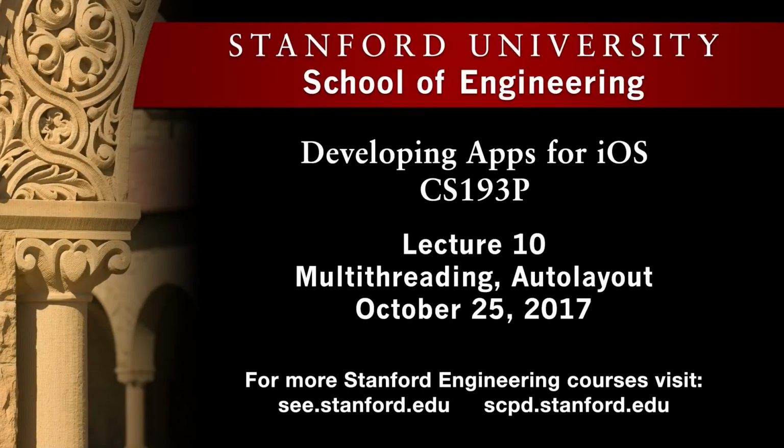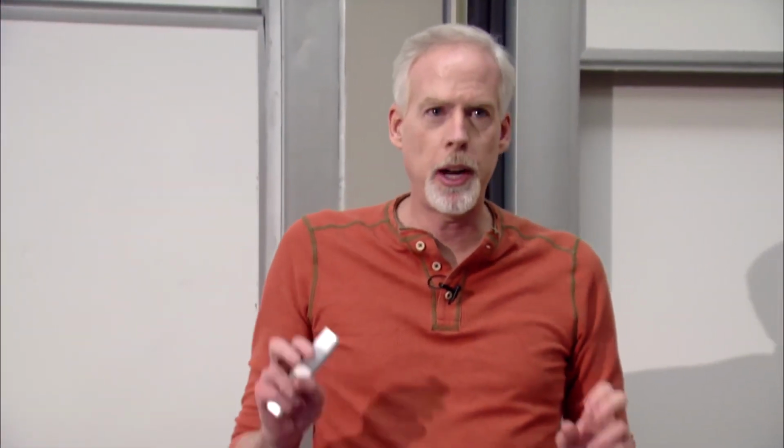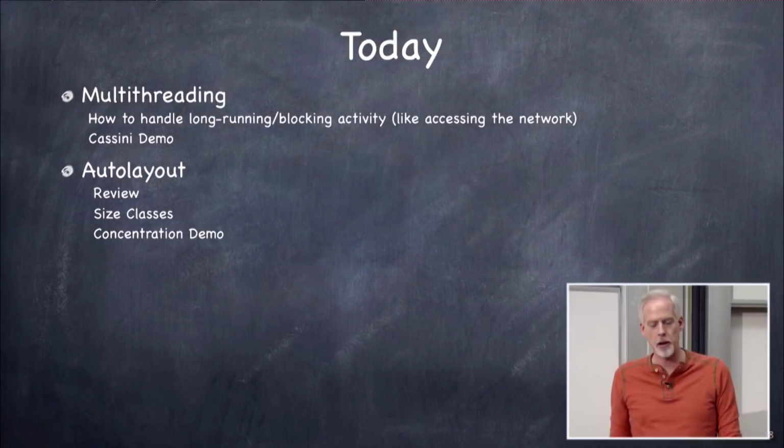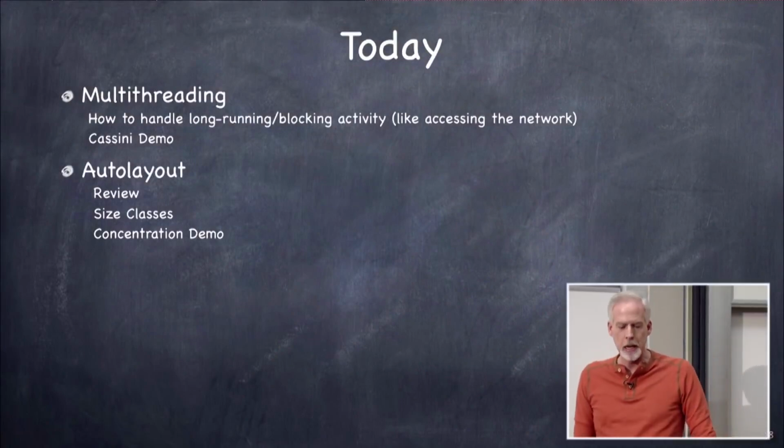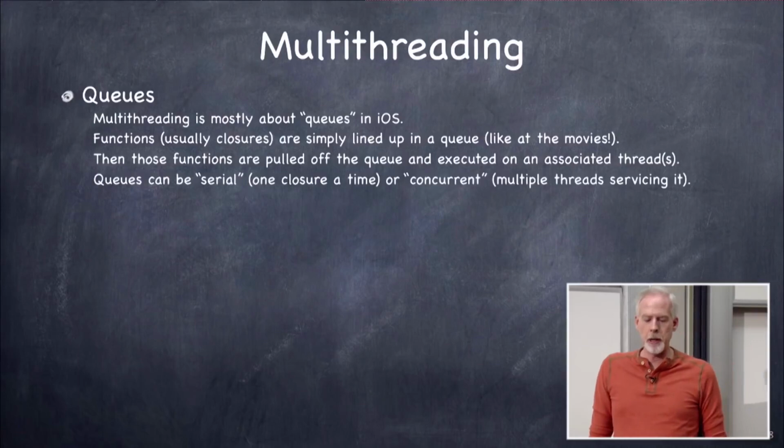All right, well, welcome to Stanford CS193P. This is fall of 2017. I think this is lecture number 10. And we have two very important topics today. The first is multi-threading, and the second is auto-layout size classes. So let's talk about multi-threading first.